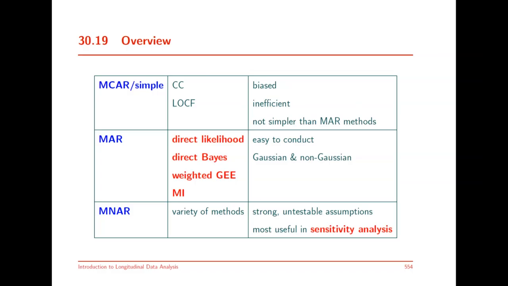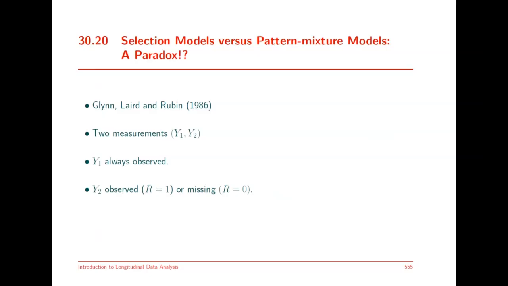We start in the middle under missing at random. We have direct likelihood, direct Bayes, weighted GEE, multiple imputation. They're easy to conduct for Gaussian and non-Gaussian outcomes, and we can use standard software for it. Missing completely at random, forget about it. I mean techniques only valid there. I actually mean techniques like complete case analysis, last observation carried forward, other imputation techniques, forget about it. But when you start with MAR, don't forget to complete it with missing not at random.